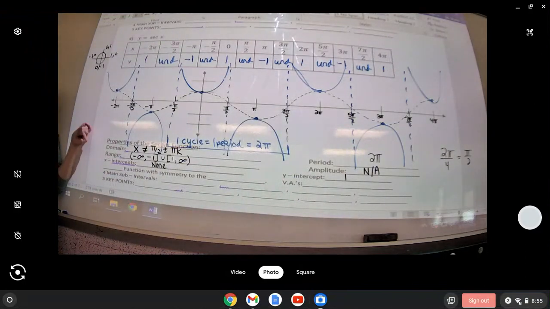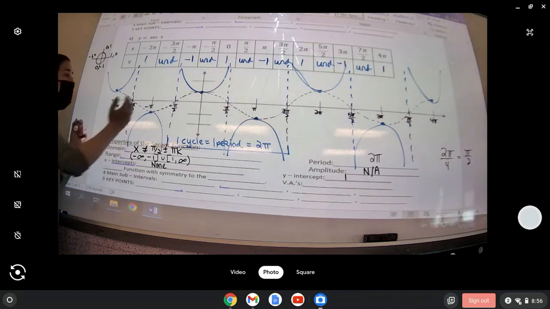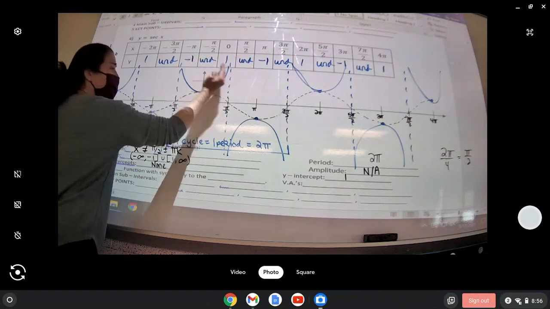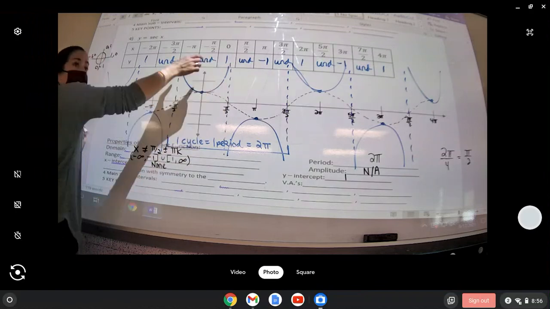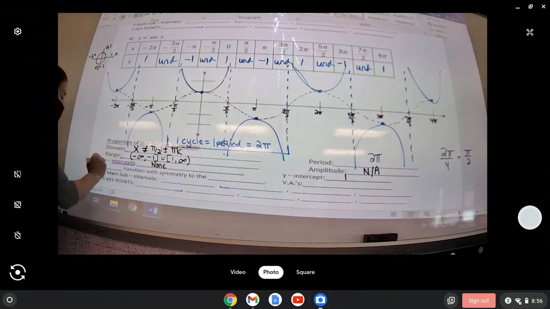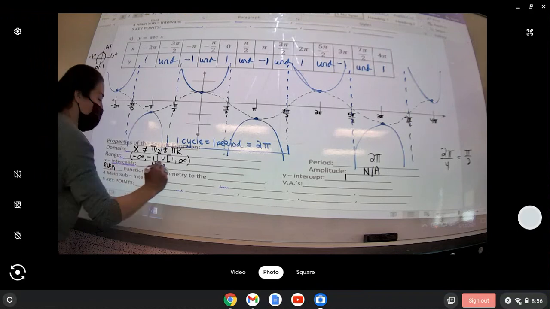Now remember, cosine was the only even function, right, that had symmetry to the y-axis. When x goes in, y comes out. When the opposite of x goes in, the y still comes out. Look at it, guys. I can take this first parabola up and flip it. It has symmetry to the y-axis. This is an even function, just like its reciprocal.